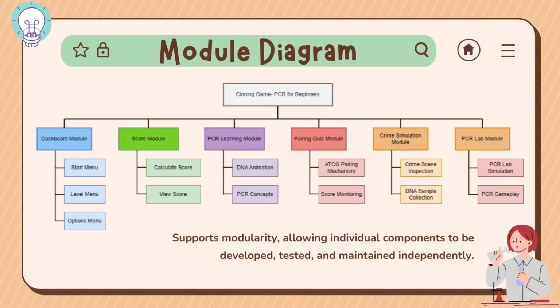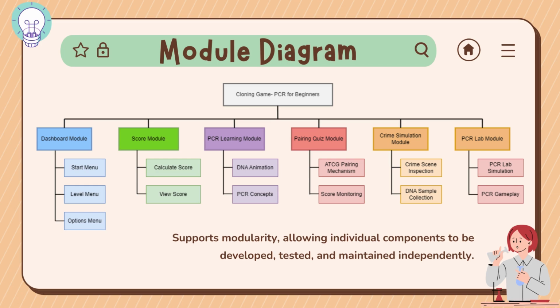Next, we'll be looking at the module diagram of the project. The game is classified into 6 main modules according to their functionalities, where all the individual components can be developed, tested, and maintained independently. If we look at the dashboard module, it actually includes all the side functions like start menu, level selection, options, and pause mechanism.